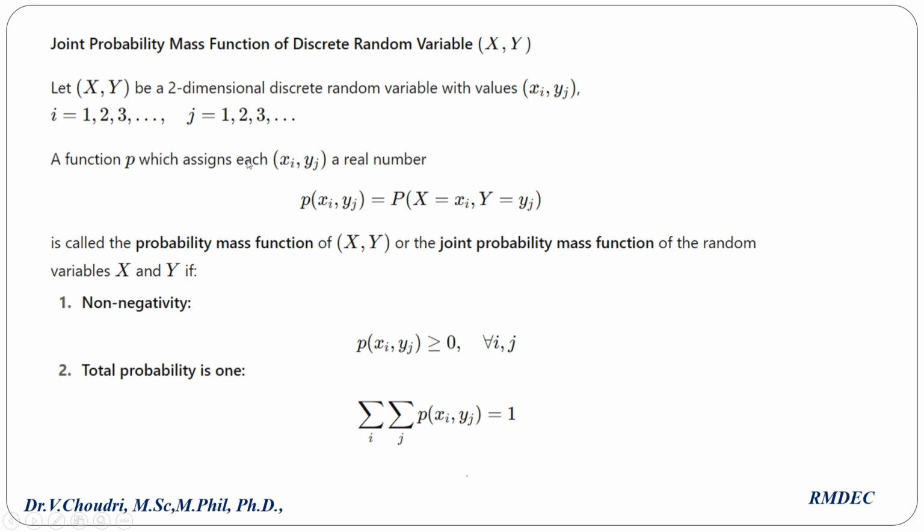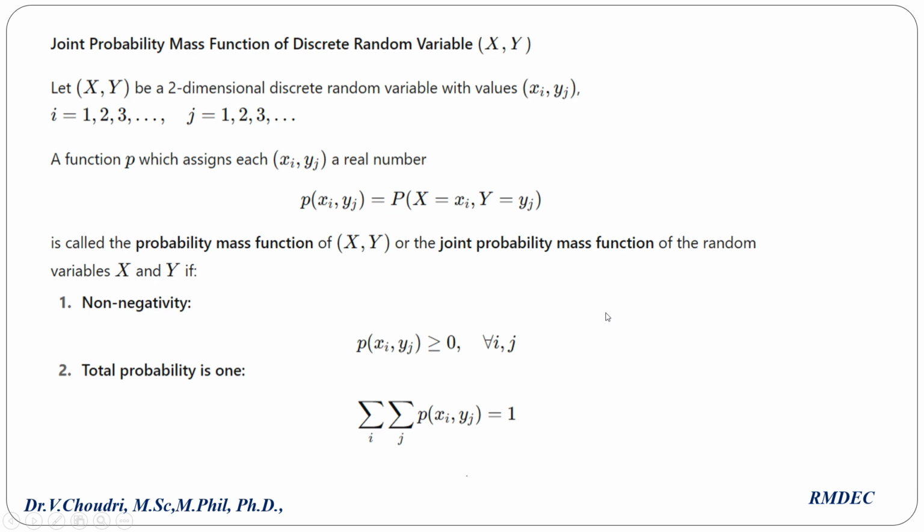So the function assigns each pair (xi, yj) a real number, the probability value P(xi, yj), that is the probability that X equals xi and Y equals yj. It is called the probability mass function of (X, Y), or the joint probability mass function of the random variables X and Y. What are the conditions? Non-negativity: each and every probability value is greater than or equal to 0, that is P(xi, yj) is greater than or equal to 0 for all i, j. Also, the total probability is 1.